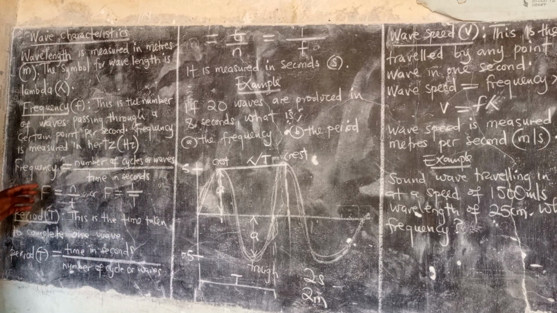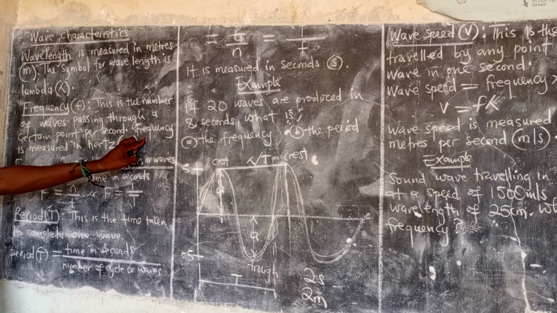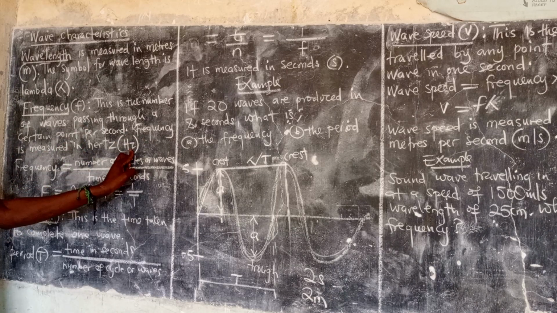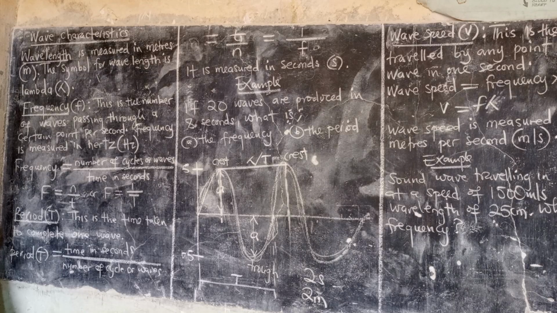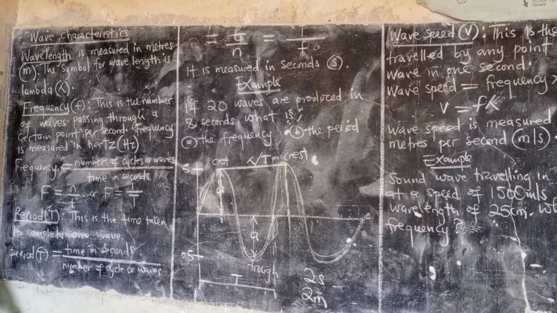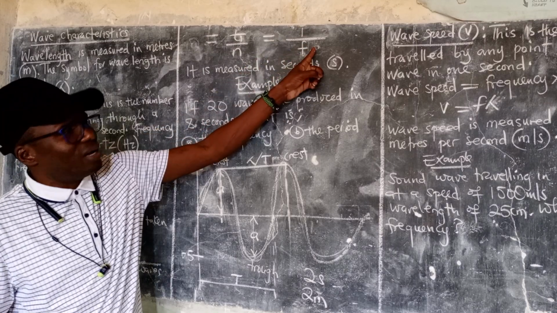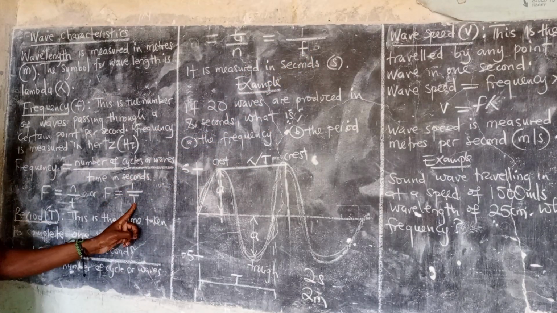Now let's look at the frequency. This is the number of waves passing through a certain point per second. Frequency is measured in hertz. Very important: define frequency, and also define period. And how do you find frequency? Frequency is found by the number of cycles or waves over the time taken in seconds, which is one over T. The period is the opposite: time in seconds over the number of cycles, or we can use one over F.